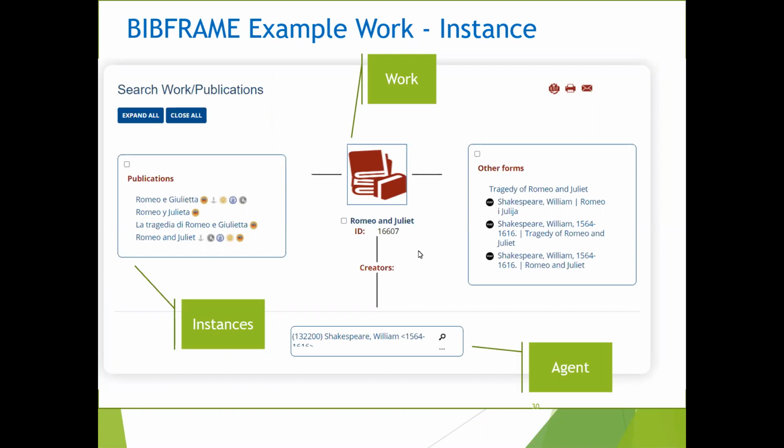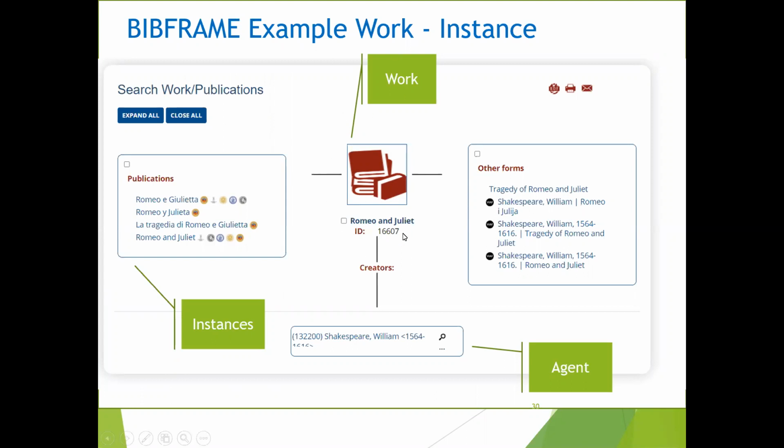So what does BibFrame actually look like, and how do we create it? This is an example of a BibFrame project, and Romeo and Juliet is such an easy one because of course there are like 15 gazillion different printings of Romeo and Juliet, and they have different names.